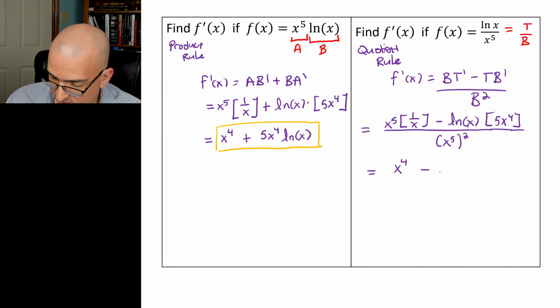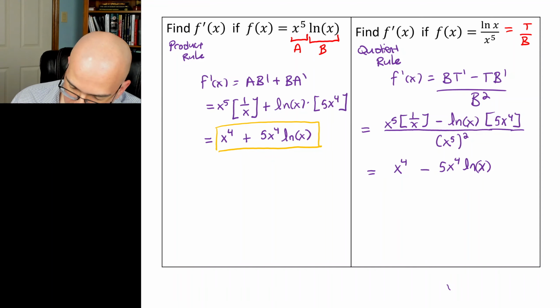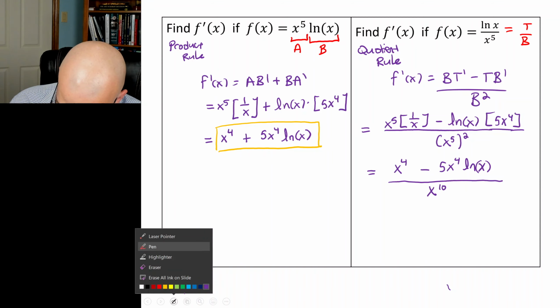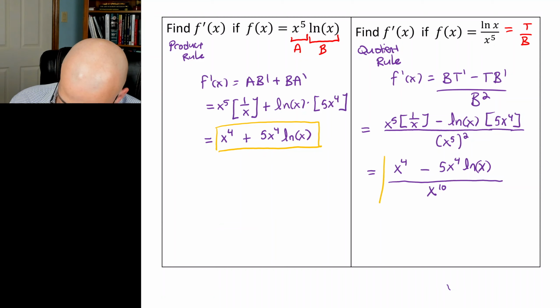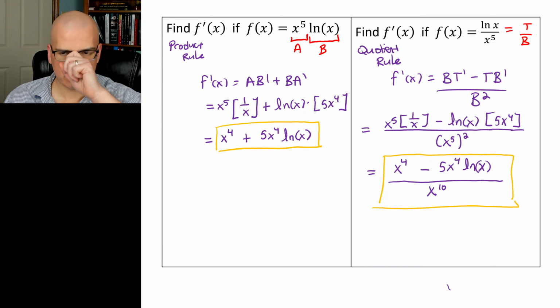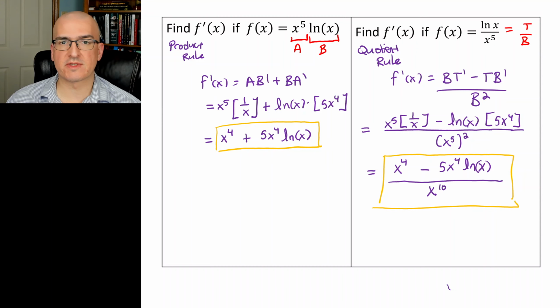And then 5x to the 4 times the ln of x, all divided by, we have a power to a power, the powers are going to multiply, x to the power of 10. So use some exponent laws in there to simplify the expression just a little bit. We can do some common factoring and some canceling, but I think this is a better final answer.